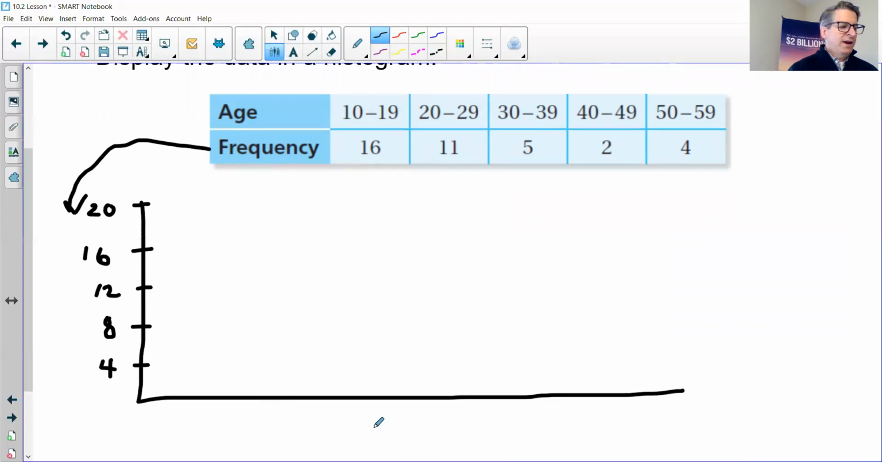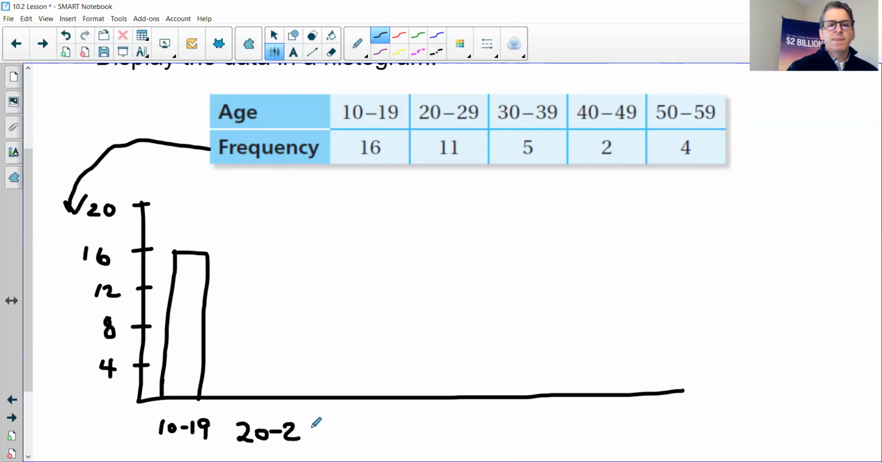Now we're going to put the ages down here. We have 10 to 19-year-olds. When you're that age, you want to ride the roller coaster. You can see 10 to 19, we have 16. So we're going to put the bar down, and across and down. Then as you move over to 20 to 29 in your histogram, you're only going to go 11, just not quite to 12. Then we cruise back down and over.